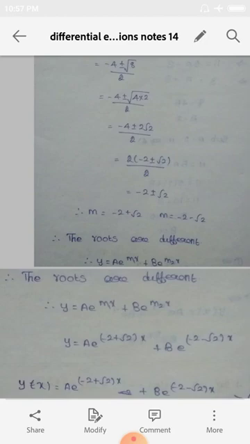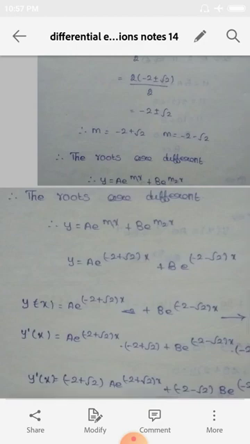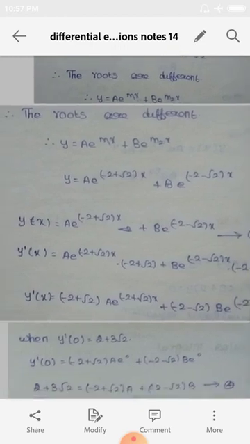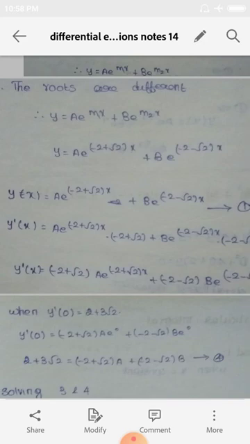So this is of the first type, that is y is equal to a e power m1x plus b e power m2x. So what is this complementary function? y is equal to a into e power minus 2 plus root 2 x plus b into e power minus 2 minus root 2 x. Mark this as equation number 1, that is y of x. And then find y dash of x. What is y dash of x? Simple, nothing but a into e power minus 2 plus root 2 x into minus 2 plus root 2 plus b into e power minus 2 minus root 2 x into minus 2 minus root 2.